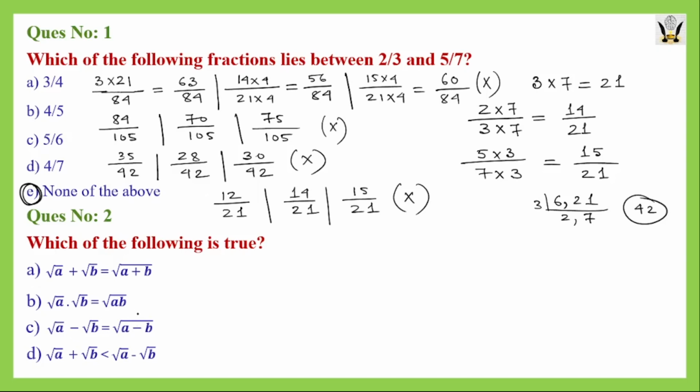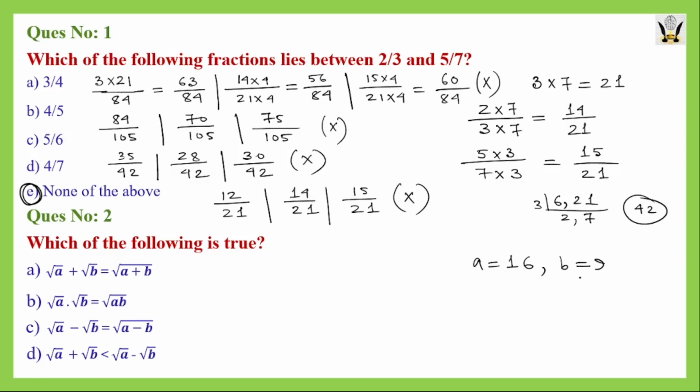But what about the other options? We will check the other options here by taking a set of values. Say we take a equal to 16 and b equal to 9. We can take any values as a and b. These 16 and 9 are perfect squares.